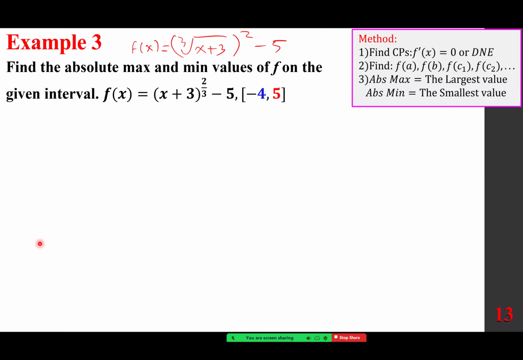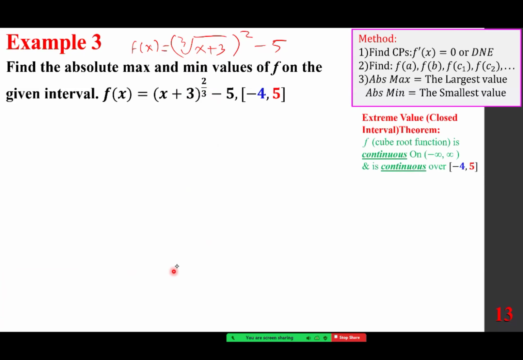Just understand, if we were to graph this, we know how to graph cube root of x looking like that, and it has no restrictions and the domain is all real numbers. Then you move it to the left by 3, and when you square it, the positive portion becomes larger, the negative below the x-axis flips over, and then -5 brings it down. So the domain is all real numbers because it's a cube root. So you write f is a cube root function, and is continuous over the given interval.